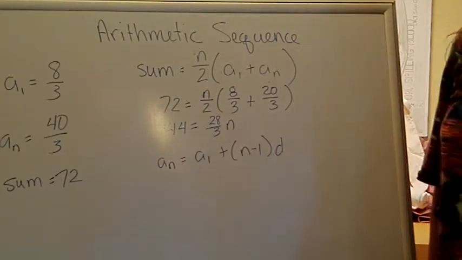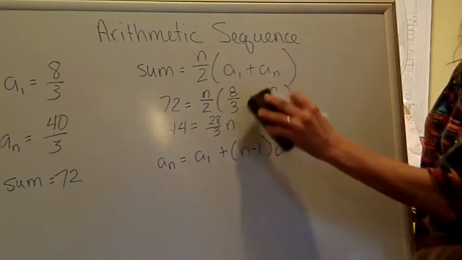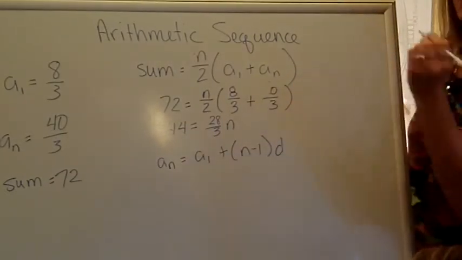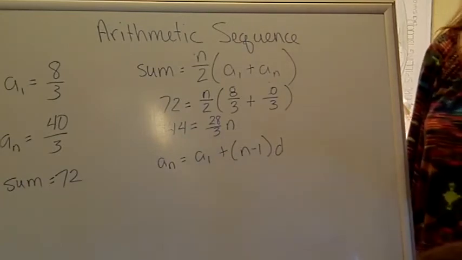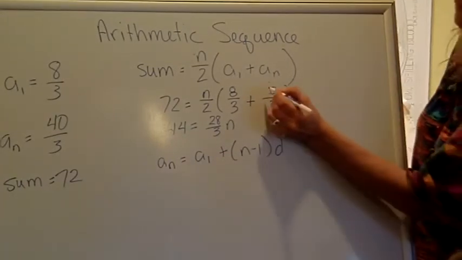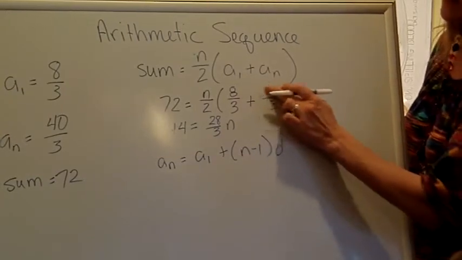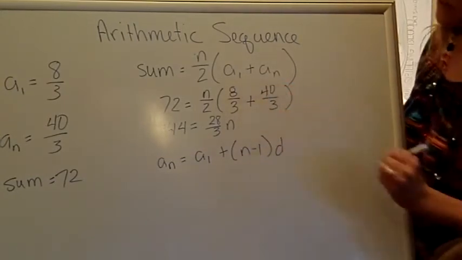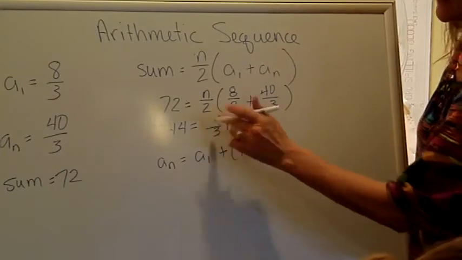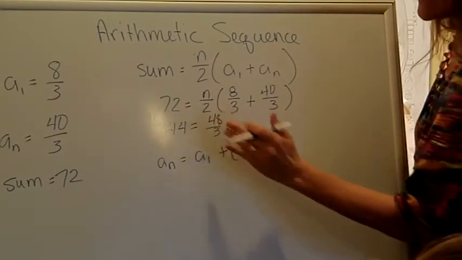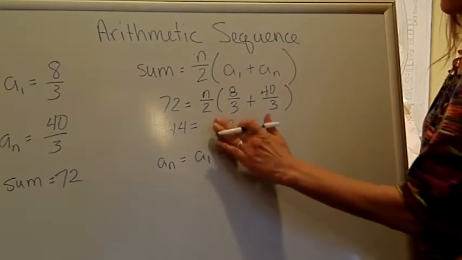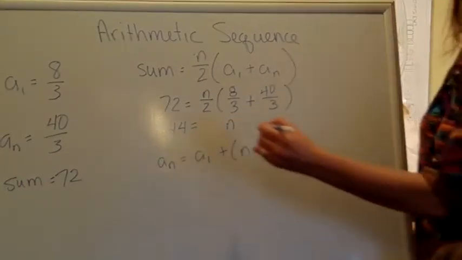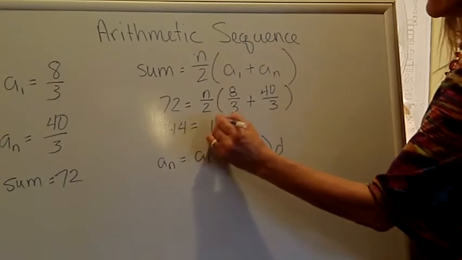Did I write something wrong? Last term was 40. Thank you. Tell me, I make mistakes, and I'm not proud of that fact, but that's just human life. So don't hesitate to tell me, please. Okay, so that means that this is 48/3. 48/3 simplifies. 48 divided by 3, what is it? 16.